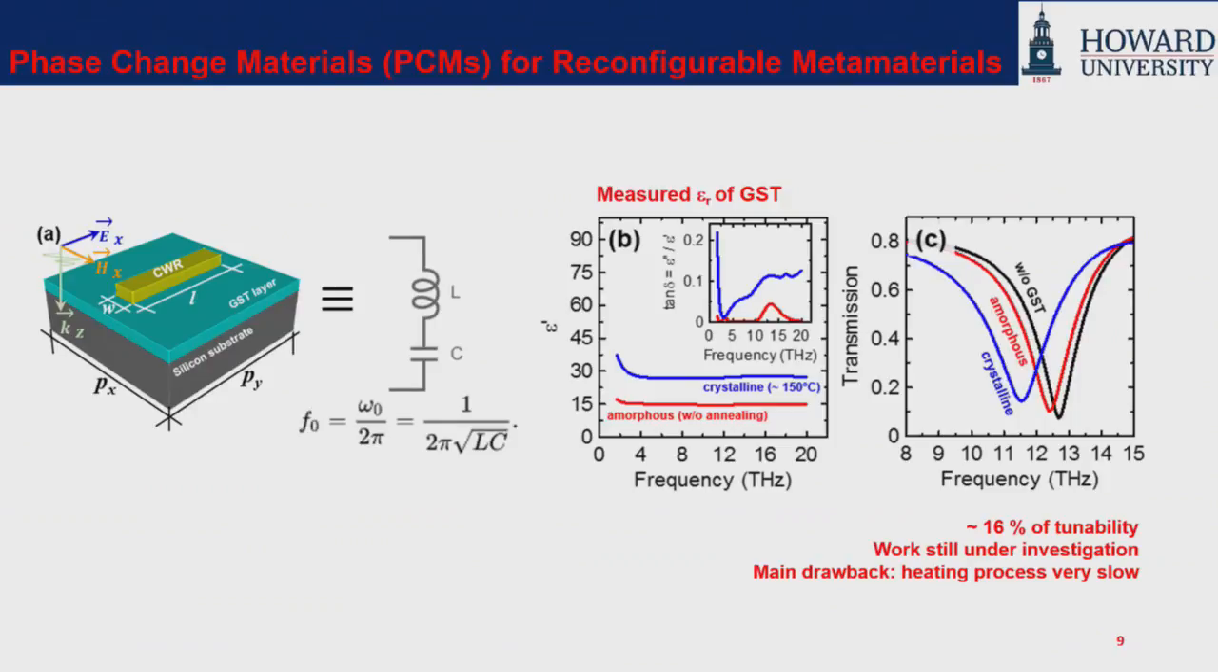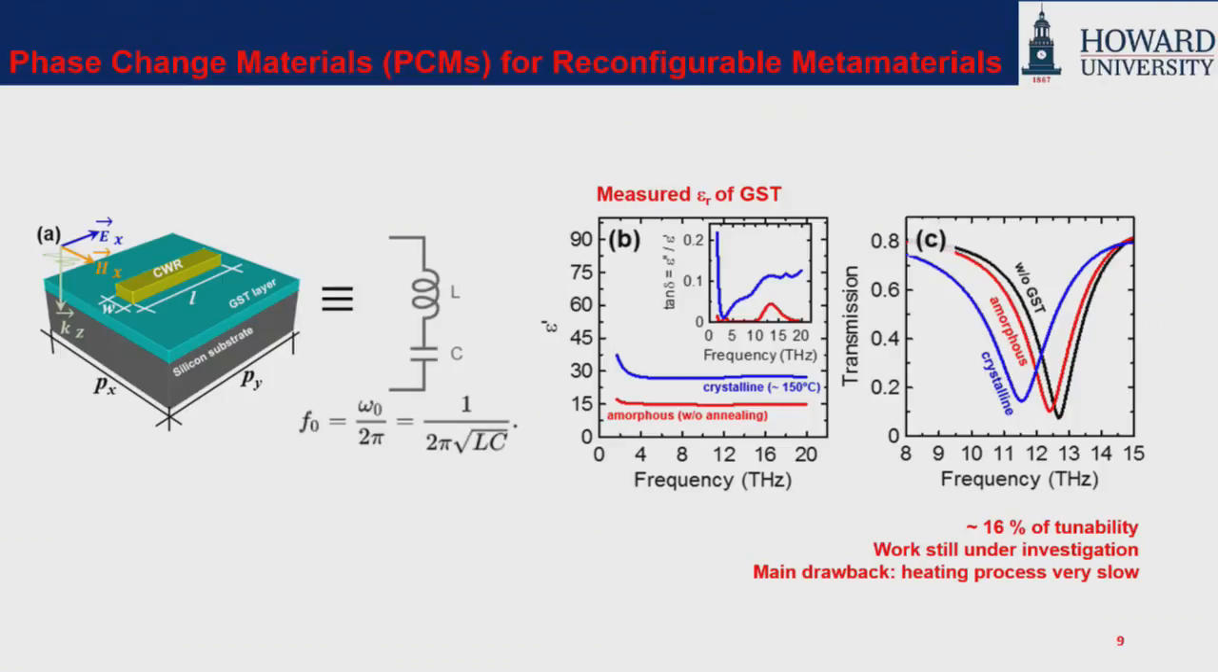So when we add the GST layer between the substrate and the cut wire resonator, we increase the equivalent capacitance of the structure. And according to this equation, when the capacitance is increased, we can expect the frequency of resonance to shift to low frequencies. We can observe a minor shift in frequency.